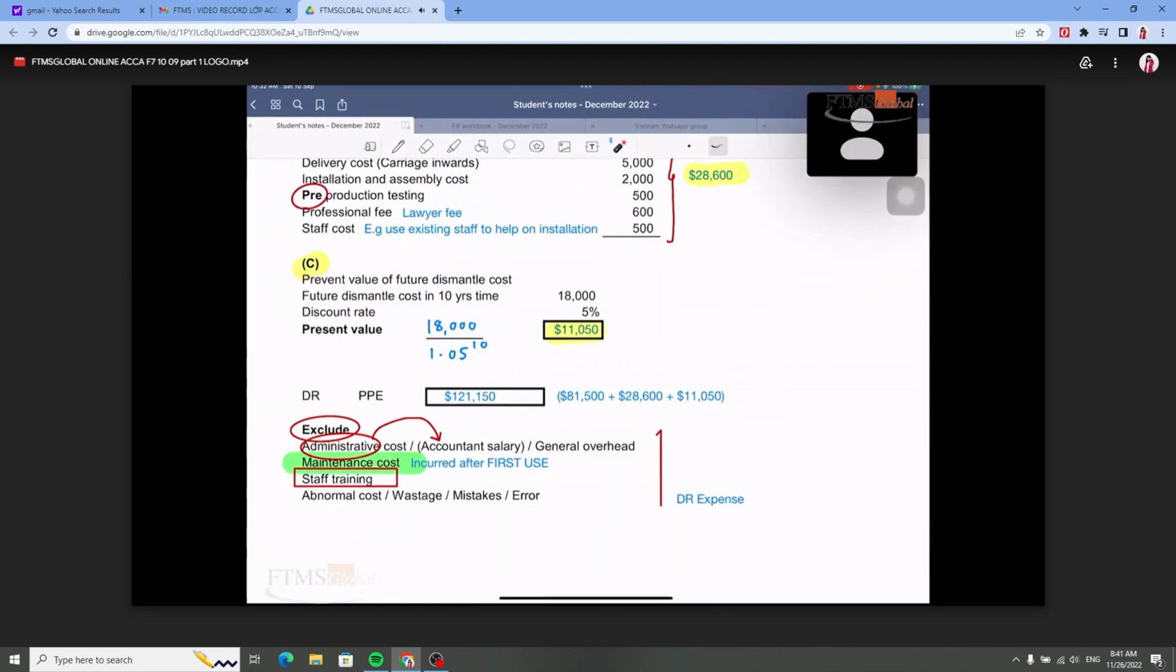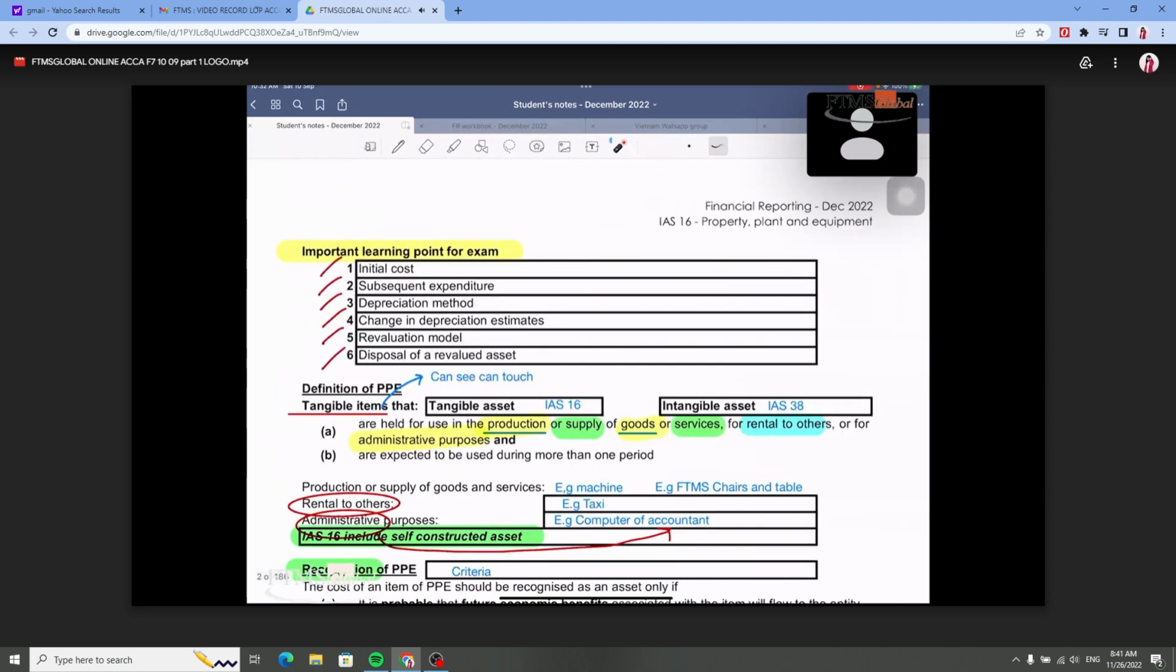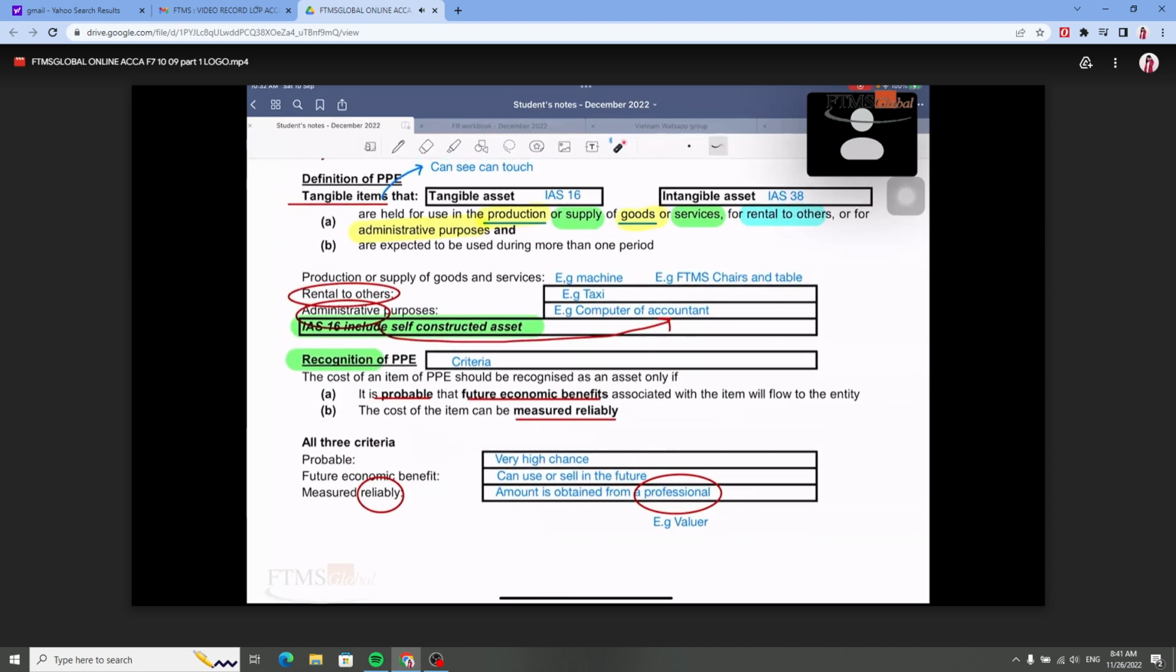Just now I said if I can't debit to PPE, it means I must have failed the criteria. That's the reason I cannot debit my staff training to PPE. So remember, if you want to debit to PPE, make sure you pass all the criteria. If you fail the criteria, you can't debit to PPE. So I failed one of them. Which one do you think I failed?